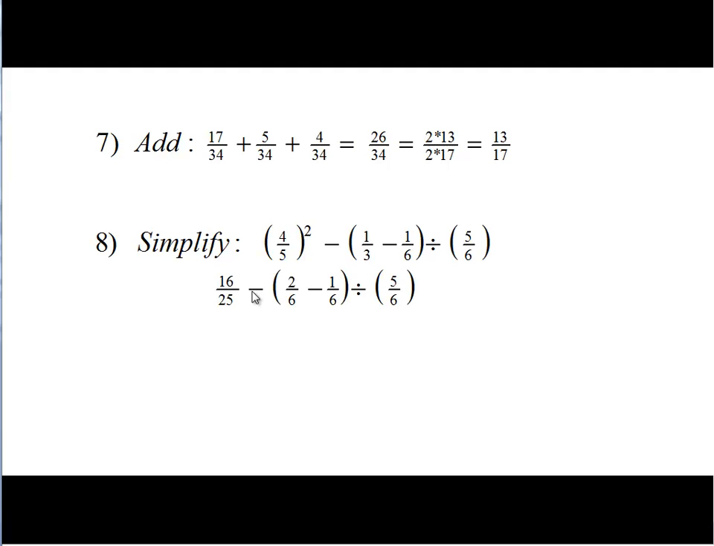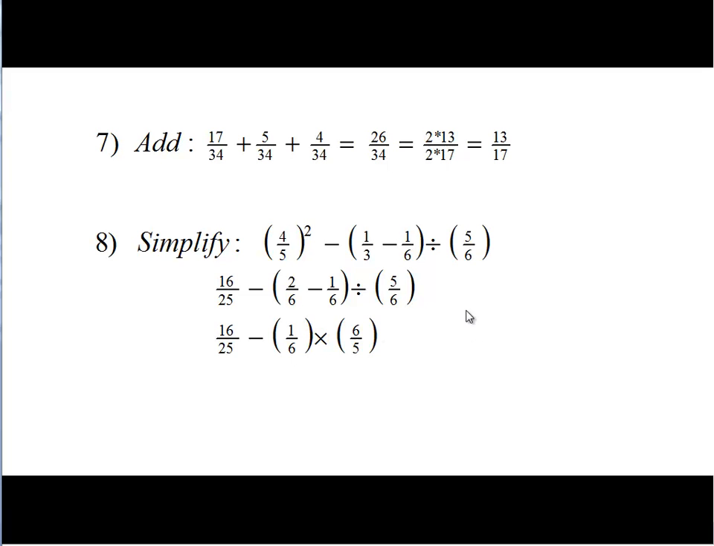Simplify. 4 squared is 16. 5 squared is 25. We need to combine these middle two in parentheses. We need to multiply this 3 by 2 to make a common denominator of 6. So 2 times 3 makes 6. 2 times 1 makes 2. Then I can combine these. 2 minus 1. So my 16/25 stays. 2 minus 1 is 1/6.